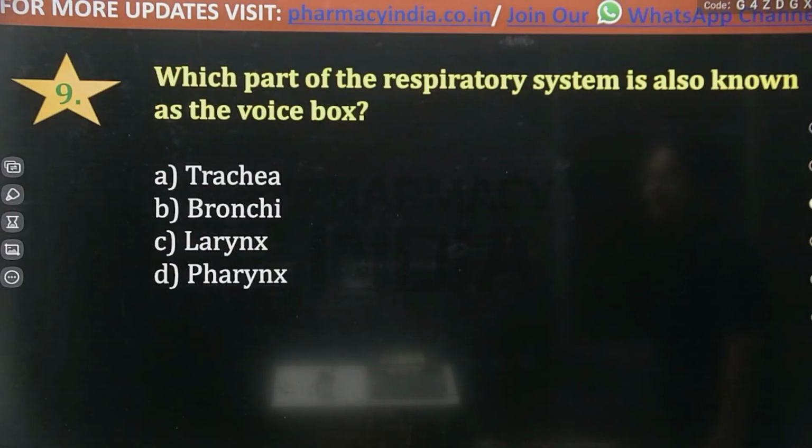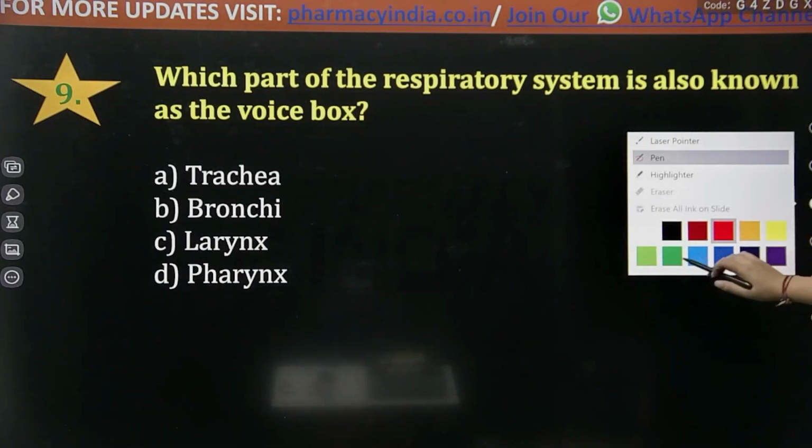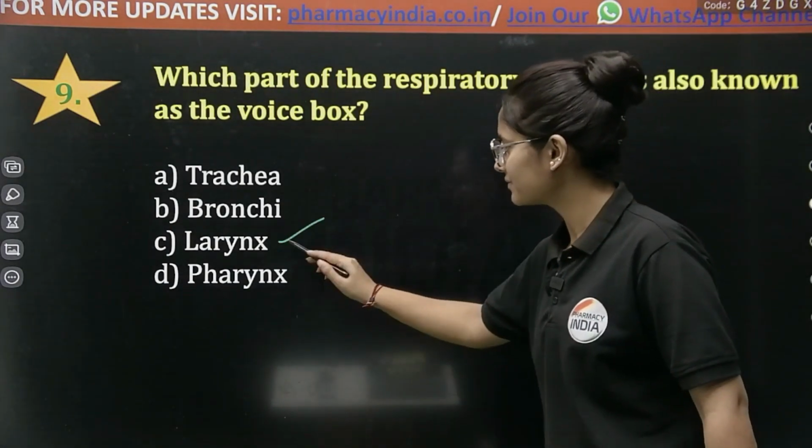Which part of the respiratory system is also known as the voice box? Voice box is your larynx. Simple question.